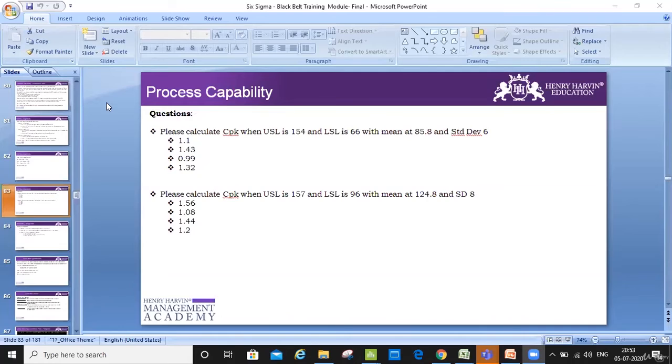So we have 2 examples here. You can try it at home when you are free to calculate CPK. We have LSL and USL given, we have the mean given, and we have the standard deviation given. So you can do that.